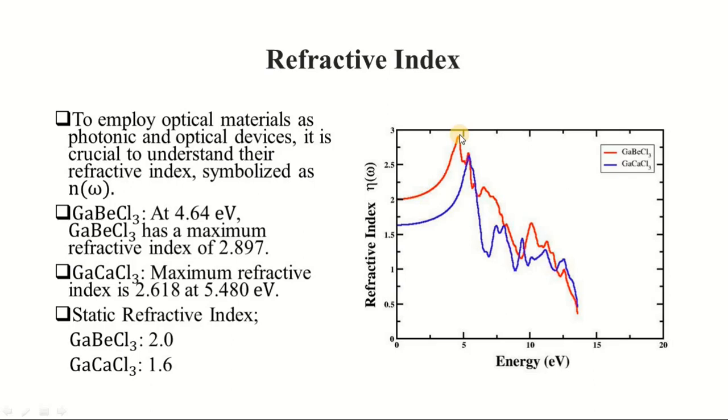volt, but for GaCaCl3 the maximum refractive index of 2.61 is observed at 5.48 electron volt. The static refractive index of 2.0 is observed for GaBeCl3 and the static refractive index of 1.6 is observed for GaCaCl3. So we can say that the higher the refractive index of the material, the more slowly light will travel in it.